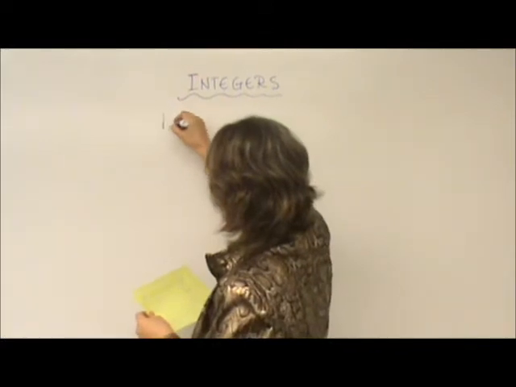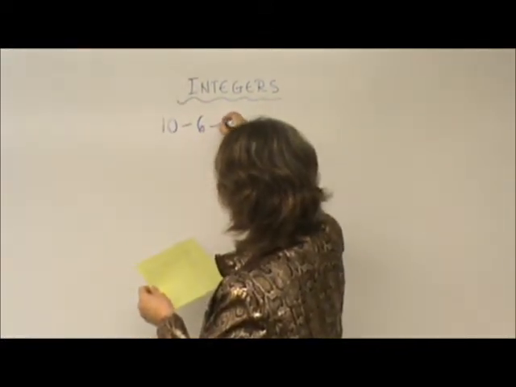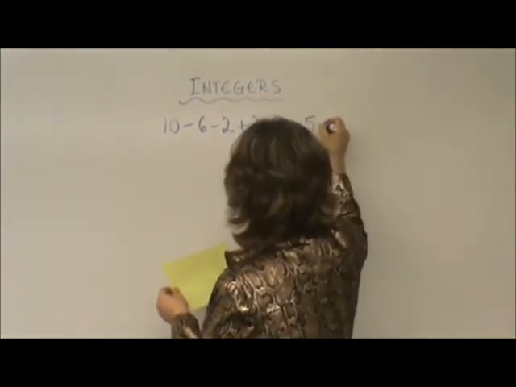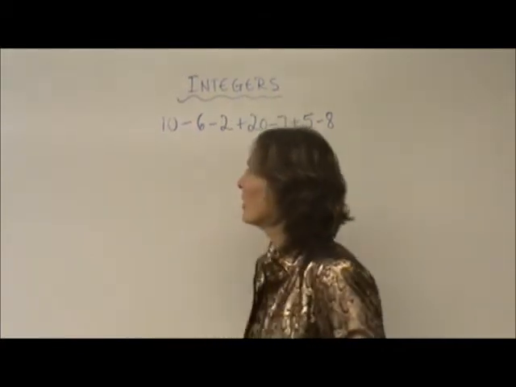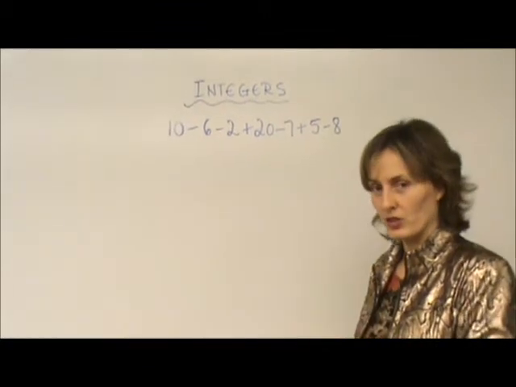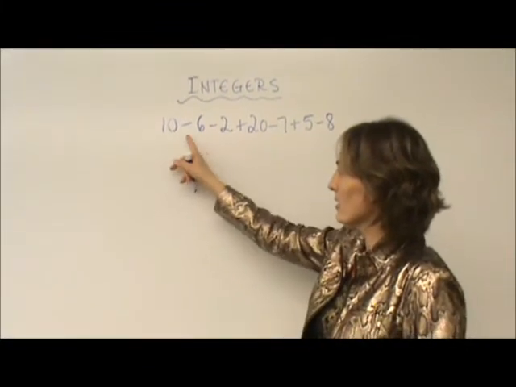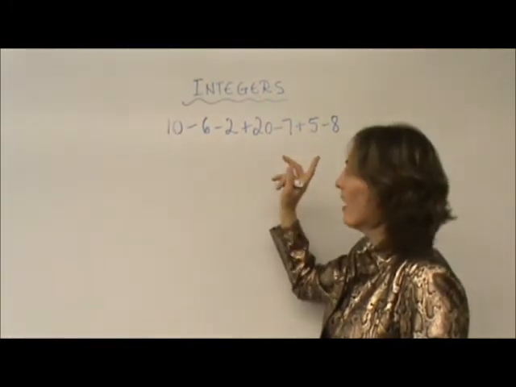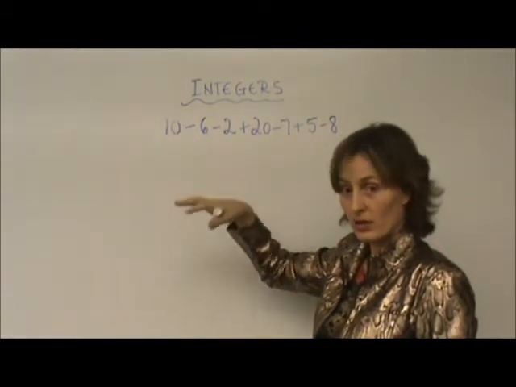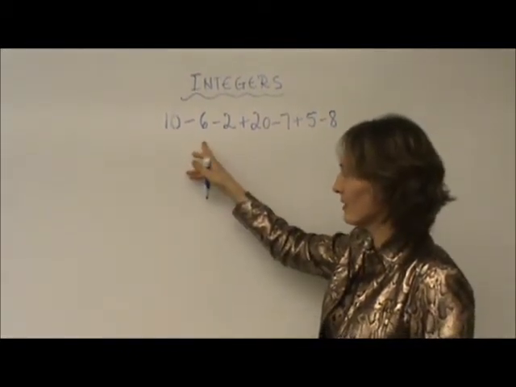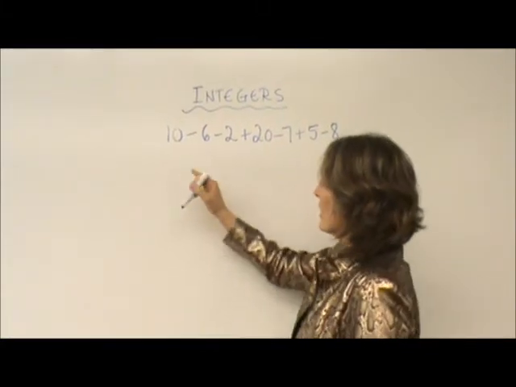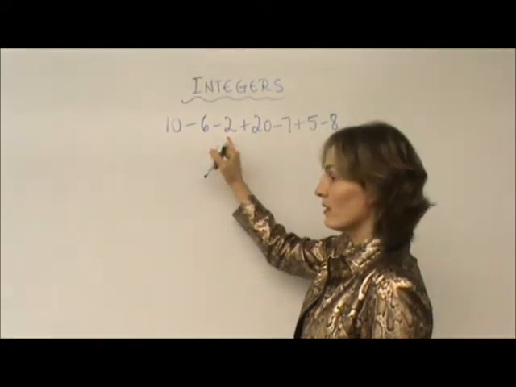So let's suppose you have an exercise like this. 10 minus 6 minus 2 plus 20 minus 7 plus 5 minus 8. I would like for you to see the integers in a different way. Instead of reading 10 minus 6 minus 2 and so forth, I want you to see every positive number as money you earned and every negative number as money you lost or you spent. And I want you to see them line up one after the other.